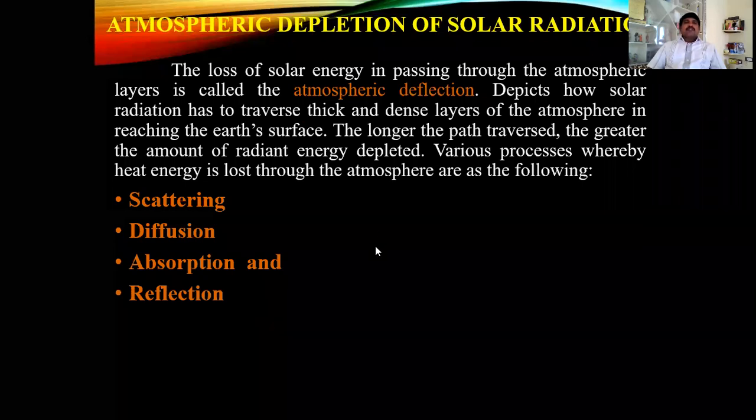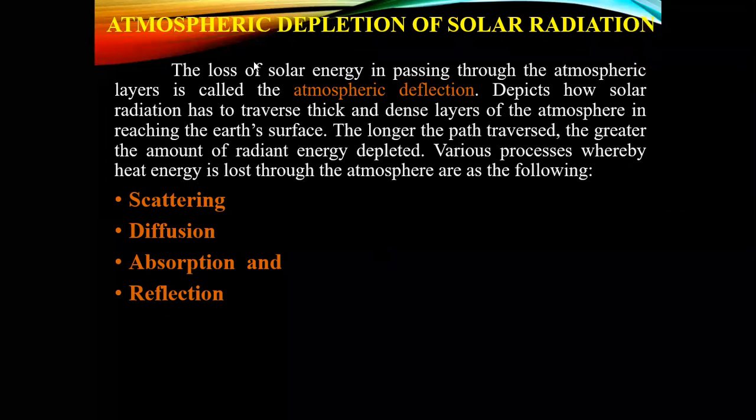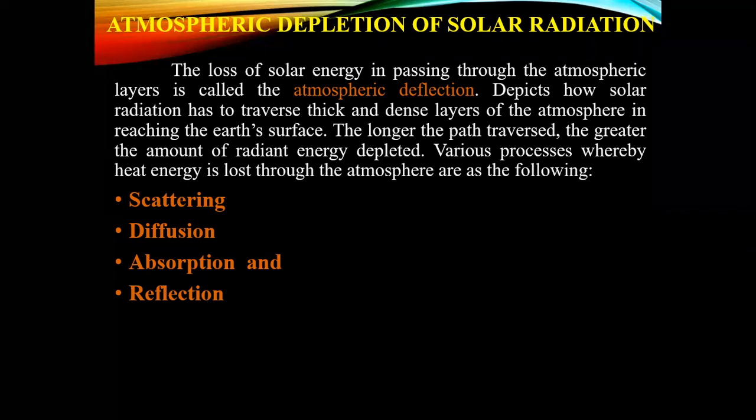Now, we will discuss the processes resulting in the atmospheric depletion of solar radiation. Firstly, we will look into scattering. The atmosphere is composed of molecules of air, water vapor, and dust particles. These molecules scatter the shorter ultraviolet waves in different directions. This process in meteorological parlance is known as scattering or scatter.